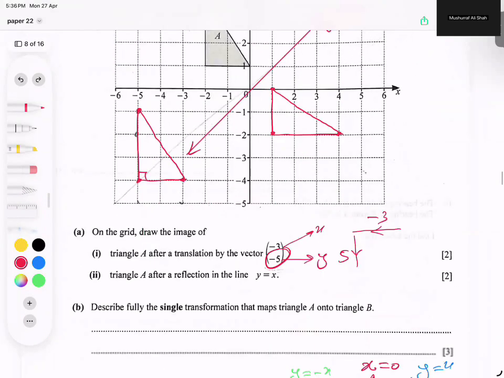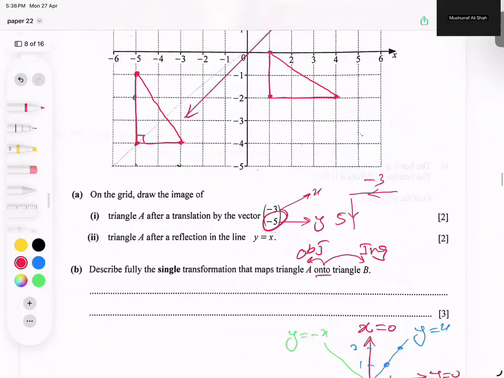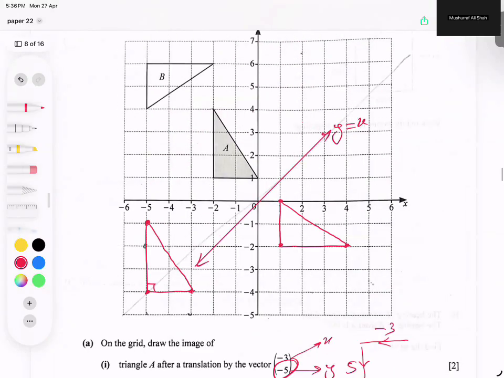Single transformation, describe A onto B. You know, after "onto", this is called the image, students, for your information. And before "onto", this is called the object. So don't forget it. Okay. So B is the image. I write at the same time I for image and O for object, otherwise there is a chance of mix-up.